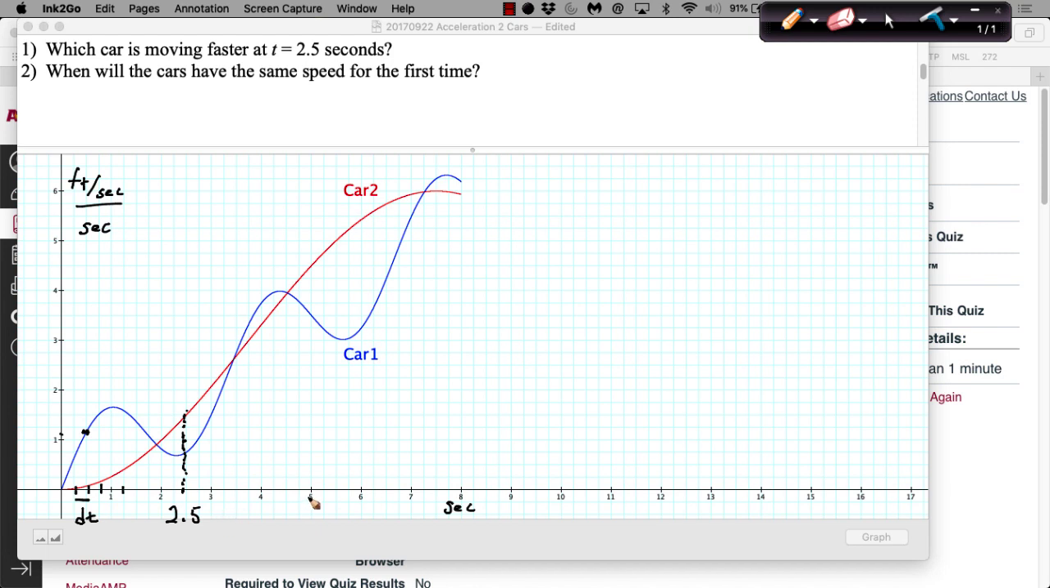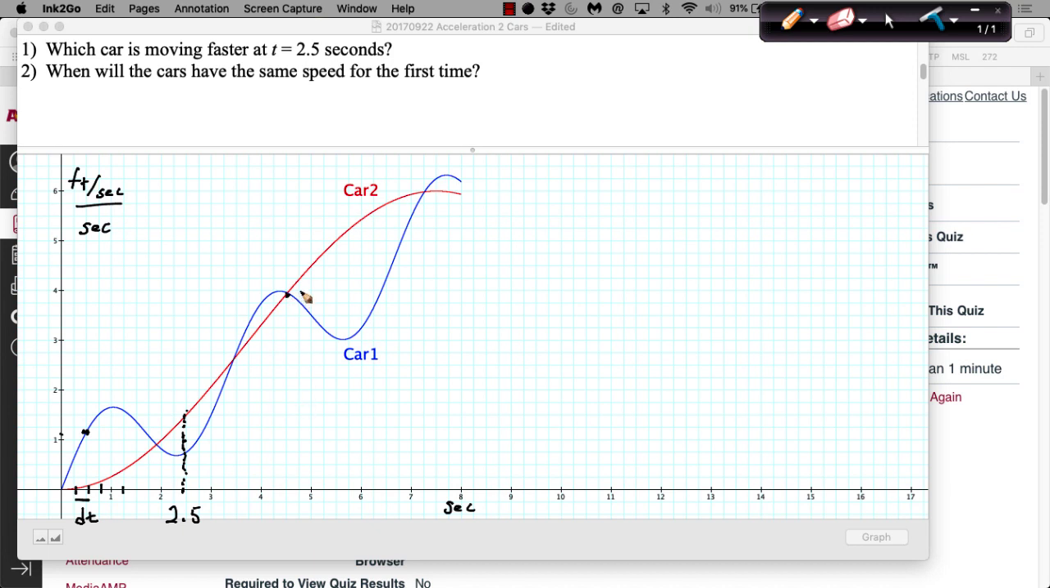Someone said 5. What do you think about 5? Yeah, maybe so. Maybe somewhere in here, right? Because car 1 is going to have a much faster speed. Even here, car 1 is going to have a faster speed, and then it's going to accumulate even more speed. So for sure at 4, car 1 is going to be going faster.